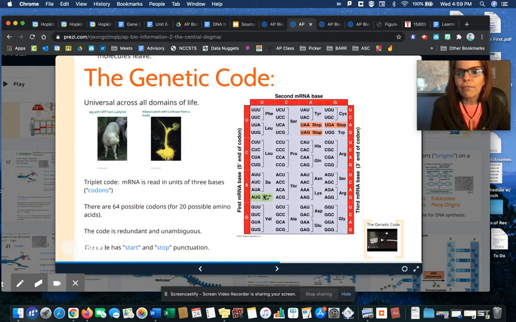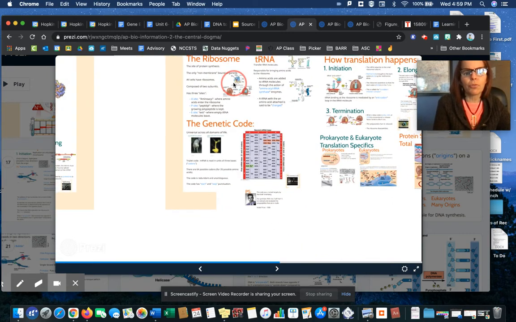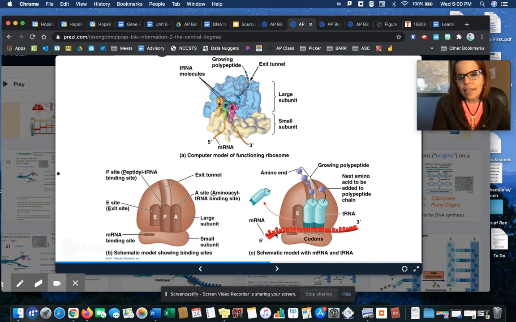That is all I can think of about that one. Okay, so let's take a look at how it goes through. Let's remember the different parts of the ribosome. As the mRNA is pulling through, there are 3 locations in the ribosome itself: the A location, the P location, and the E location.